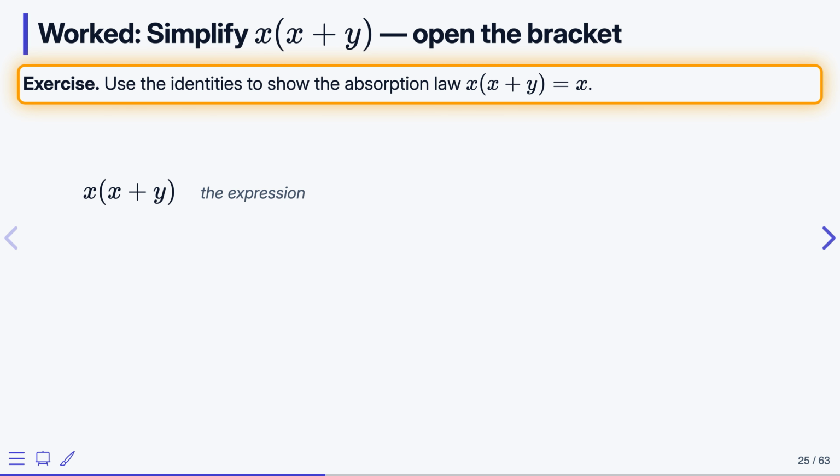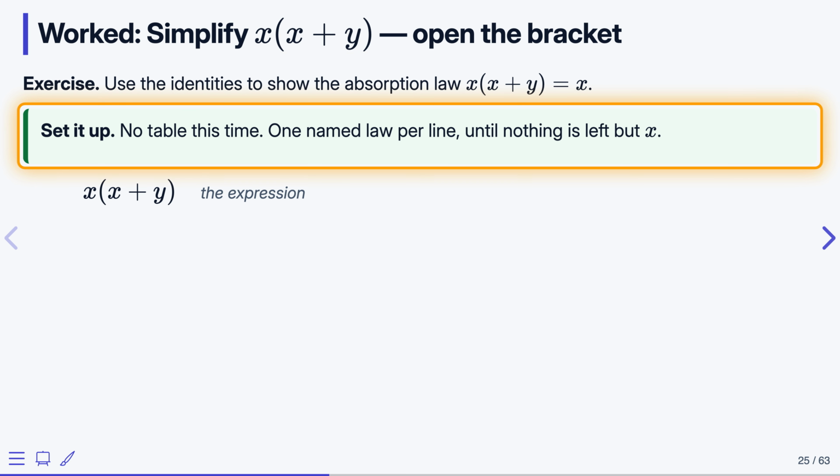A table is not the only way to prove an identity. This time we prove one with algebra. The target is the absorption law: x times the bracket x plus y equals x. Set it up. No table. We rewrite the expression, one named law per line, until only x is left.